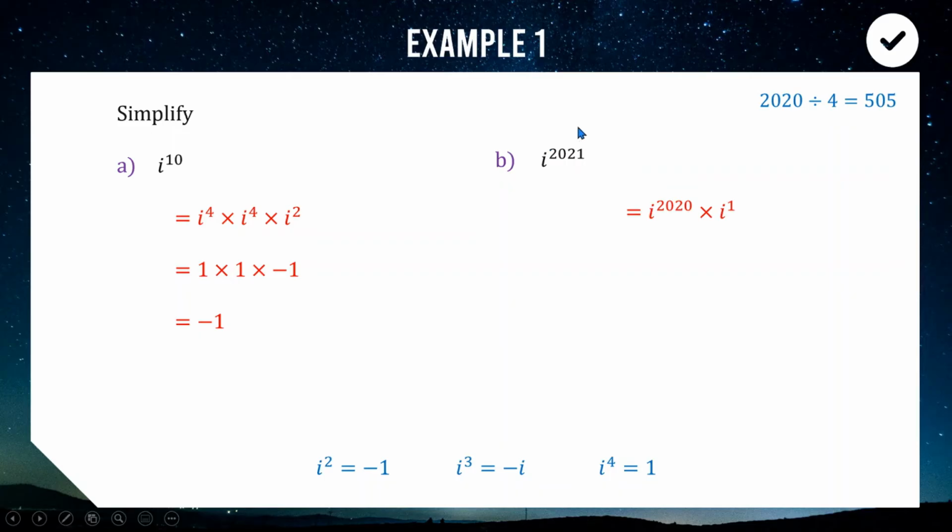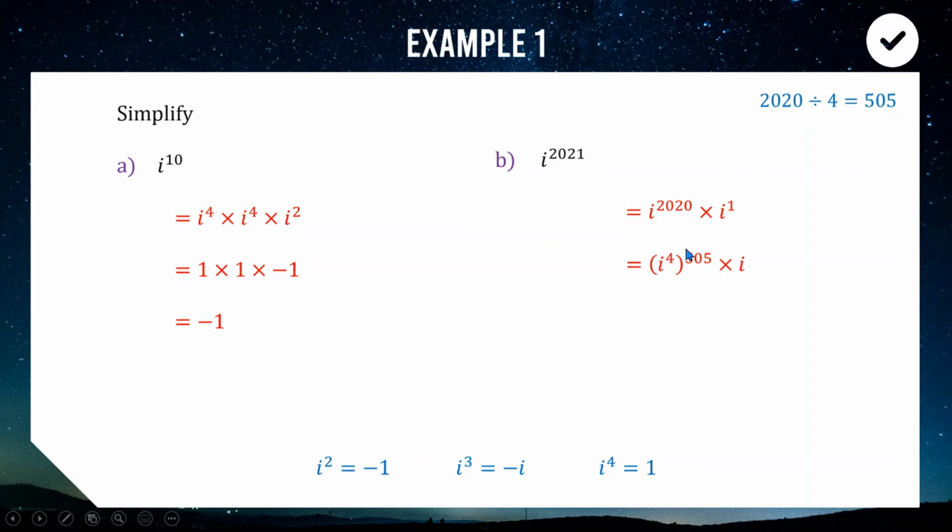So we're going to split this apart. We're going to write it as i to the 2020 multiplied by i to the 1. Now we're going to write i to the 2020 in a very clever way. We're going to write it as i to the 4 to the power of 505. Okay, if we expanded these brackets by multiplying the 4 and the 505, we would get 2020, so it all checks out. The reason we've done this is because, of course, i to the 4 is just 1.